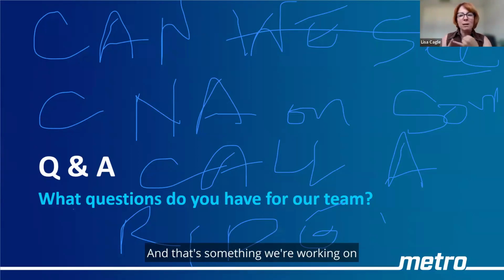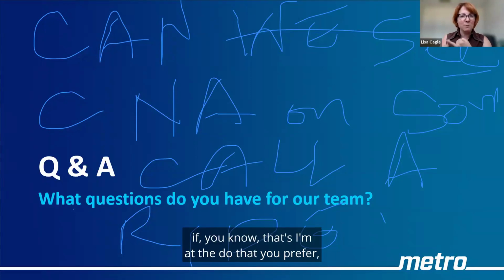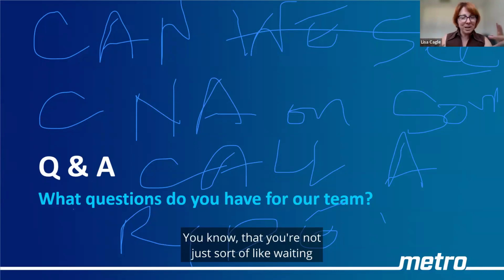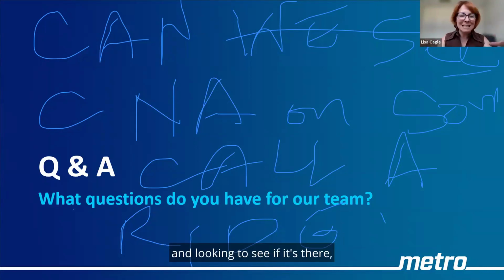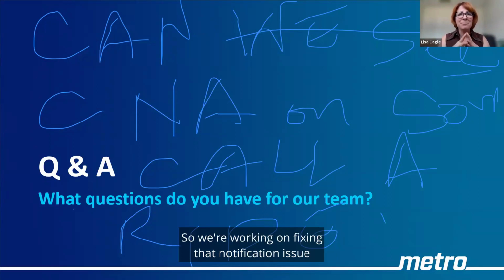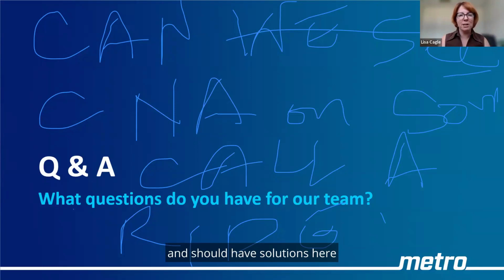And that's something we're working on, to either have an automated phone call, a text that goes to your phone, if that's a method that you prefer, or a push notification in your app like you get through Uber or Lyft to say, hey, it's 3 minutes away, it's 5 minutes away, so that customers can have a heads up, that you're not just waiting and looking to see if it's there, but that you can have a heads up that it's on its way. So we're working on fixing that notification issue and should have solutions here by the beginning of next calendar year.